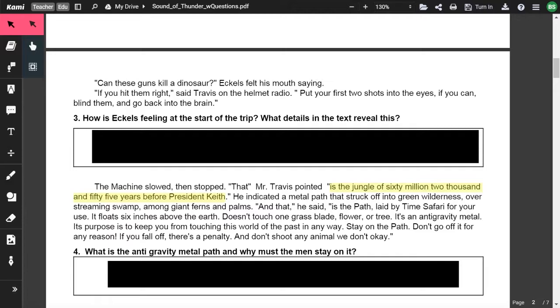Our third question, how is Eccles feeling at the start of this trip? What details tell us this? I'll go back through again when we're done.